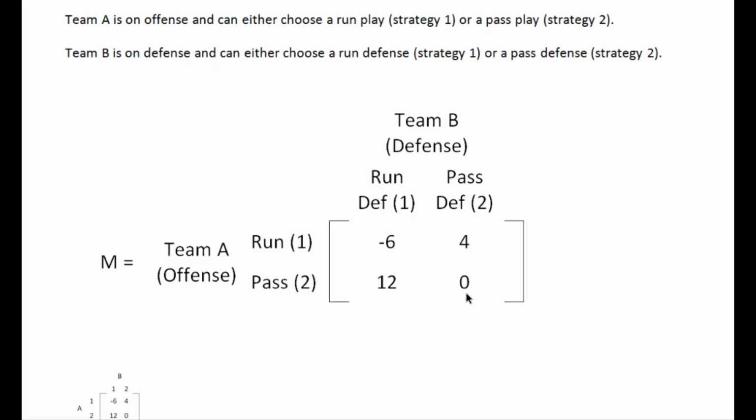Now, we could check this for a saddle point, and in fact we should if you were working this problem on your own. We'll save some time, and I can just tell you that there is no saddle point, so there's no clear best strategy for both teams. So since there is no best strategy for Team A, its best strategy would be to use a mixed strategy, which means they would run some of the time and pass some of the time. And the same goes for Team B. They'll do best by picking a run defense part of the time and a pass defense part of the time.